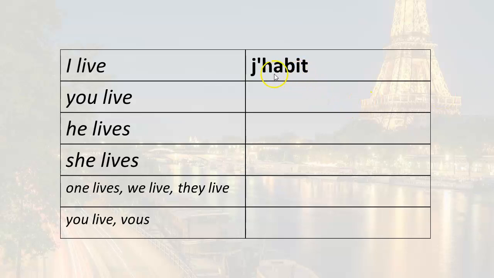So I've removed the ER from habiter and I have my root here. It has to be the J apostrophe because the H is silent, so this begins with a vowel sound. So we just add our ending for I live, which is E. J'habite, j'habite, j'habite, I live.